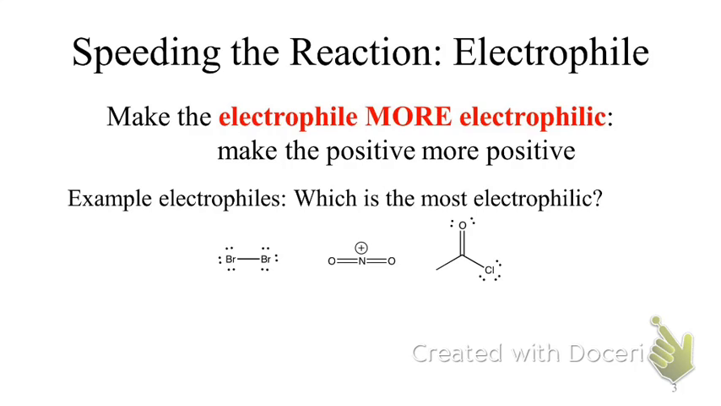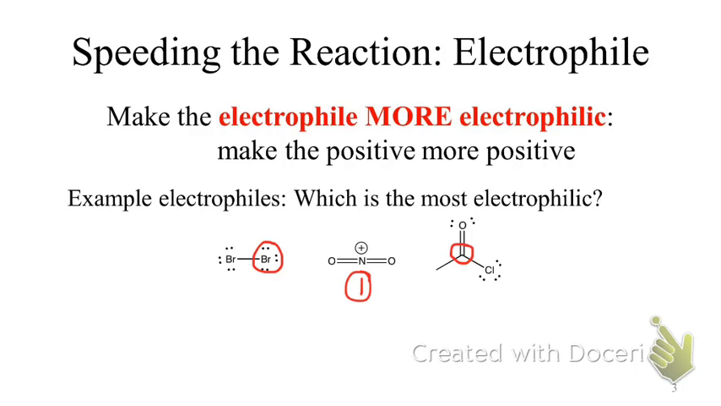Middle. Why the middle one? It has the positive charge. Between the next two, which one's more electrophilic, right or left? Right. So let's circle an atom. That atom and this atom are the most electrophilic of those two groups. Which one's more electrophilic, the carbon or the bromine?